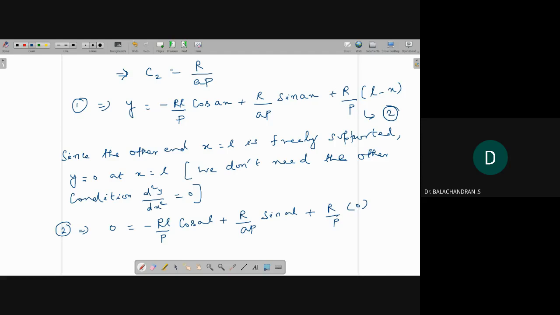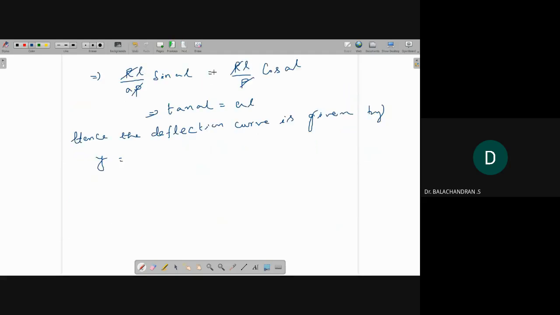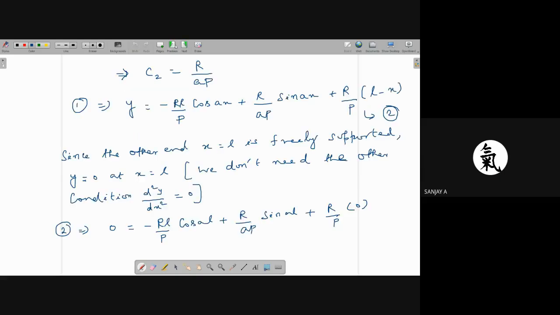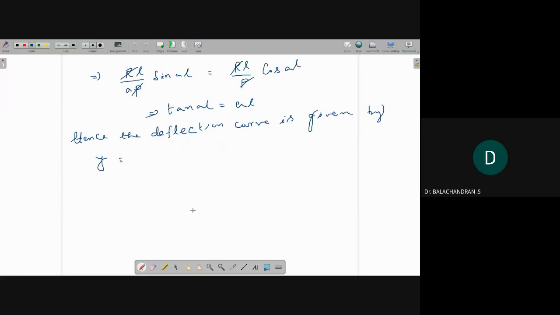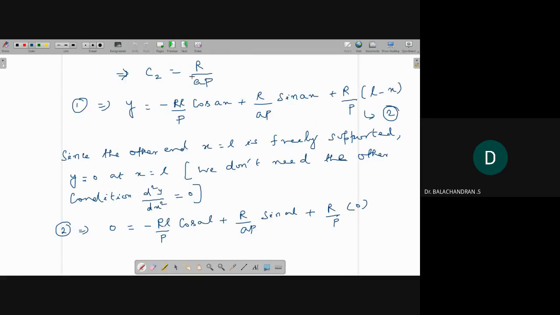So the next step, here also RL. So now RL can cancel RL, L is also cancelled. Only the cos term doesn't have it here, but here put L correctly. Leaving all this, okay: minus RL by P, R by AP sin AL equal to RL by P into cos AL.